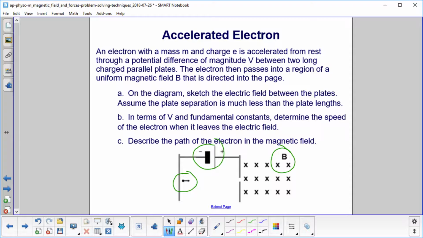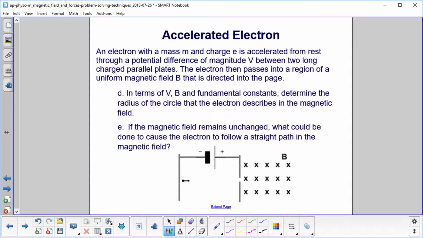Assume the plate separation is much less than the plate lengths. It doesn't look like that in the picture, but what we're really trying to say is the plates are like this, or even narrower. In terms of V and fundamental constants, this is a fairly standard AP problem. Determine the speed of the electron when it leaves the electric field. Describe the path of the electron in the magnetic field.